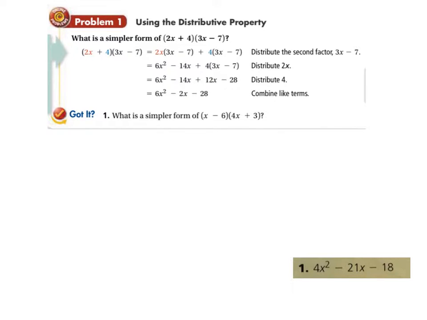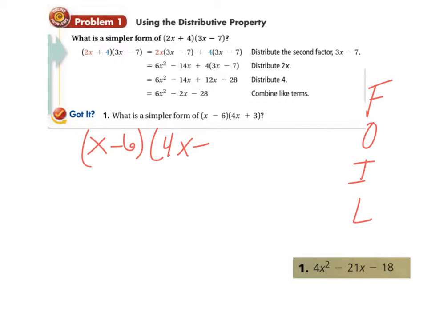It's up to you on how you want to do it. I'm going to do this one with the FOIL method, though. Again, as a reminder, FOIL is first, outer, inner, last. So I'm going to start with this one. We have x minus 6 times 4x plus 3. And I'll start with my first terms, x and 4x.